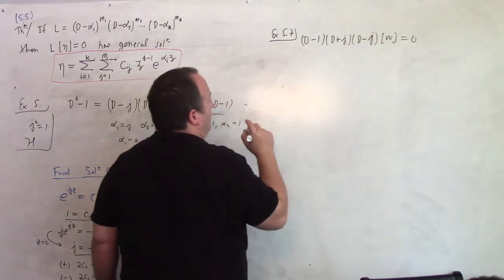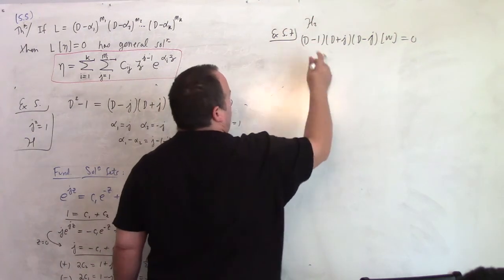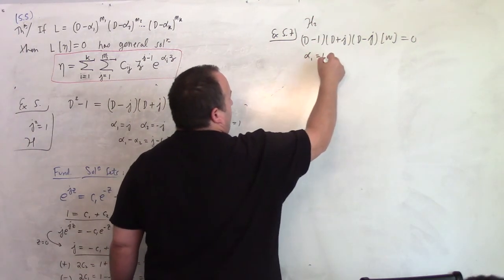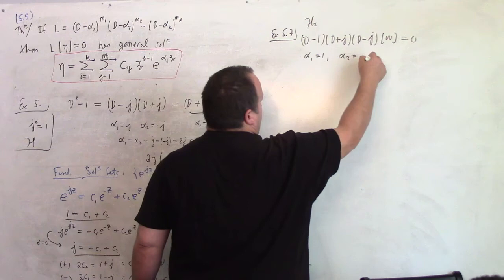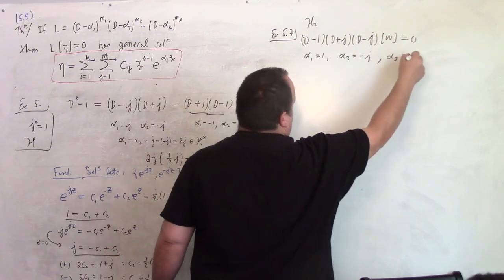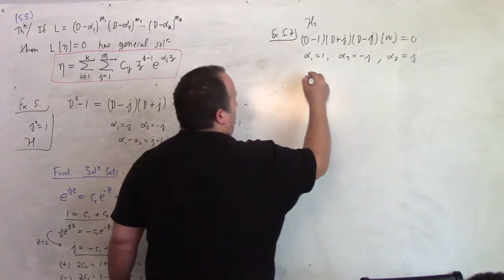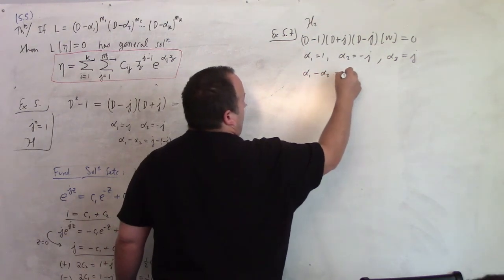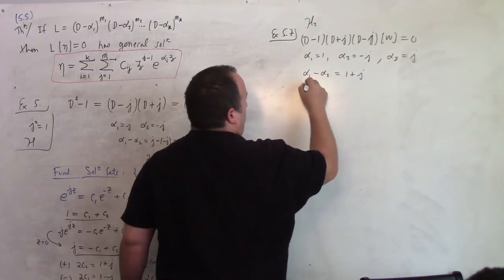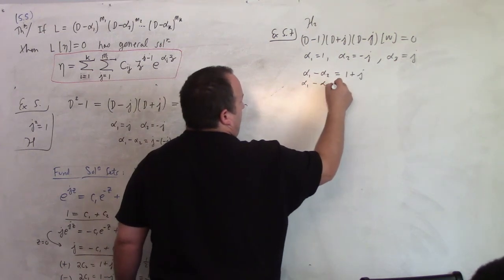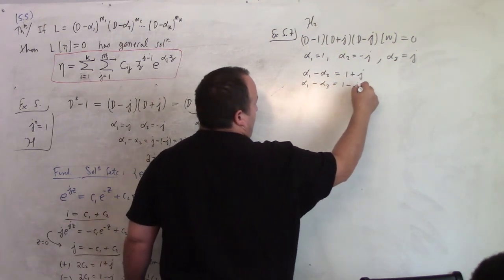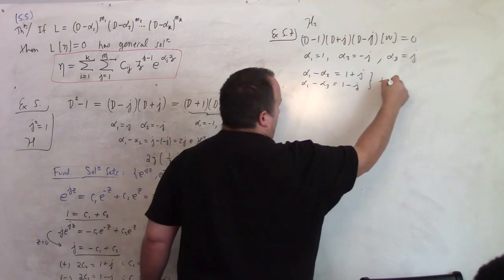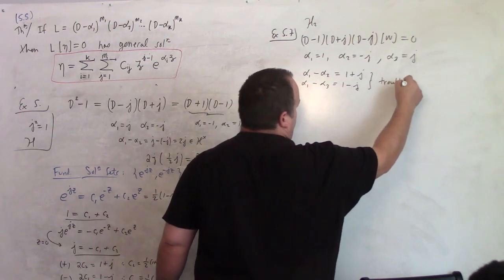Alright, and here we're still in hyperbolic numbers. So here alpha 1 equals 1, alpha 2 equals minus j, alpha 3 equals j. And of course, alpha 1 minus alpha 2 is 1 plus j. Alpha 1 minus alpha 3 is 1 minus j, right? So these are zero divisors. Exactly, these are troublesome.